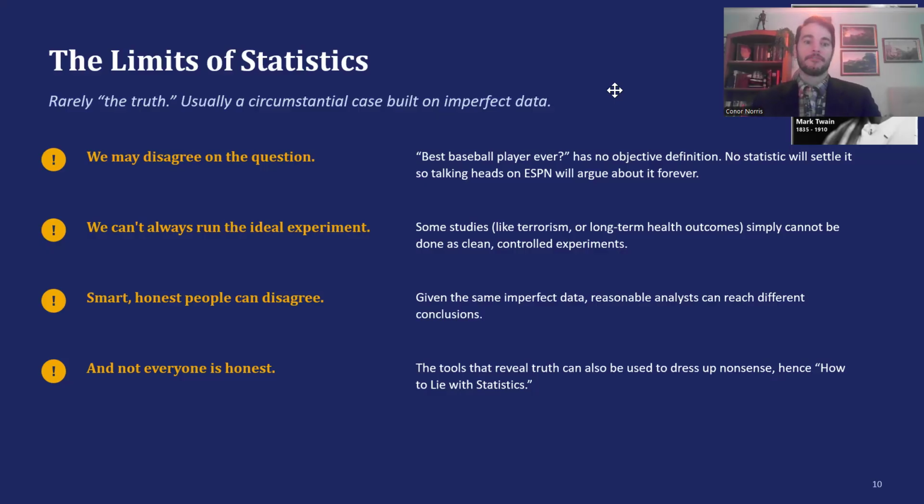But worse yet, not everyone is honest. So some people take these tools that can reveal the truth, can provide some evidence towards the truth, but they can twist them. They can use them to dress up nonsense. Think of how to lie with statistics. We can use them to conceal as much as we can use them to reveal the real world. And we could spend an entire course and an entire module talking about how to lie with statistics, and the difficulty of dealing with other people that are lying with statistics.